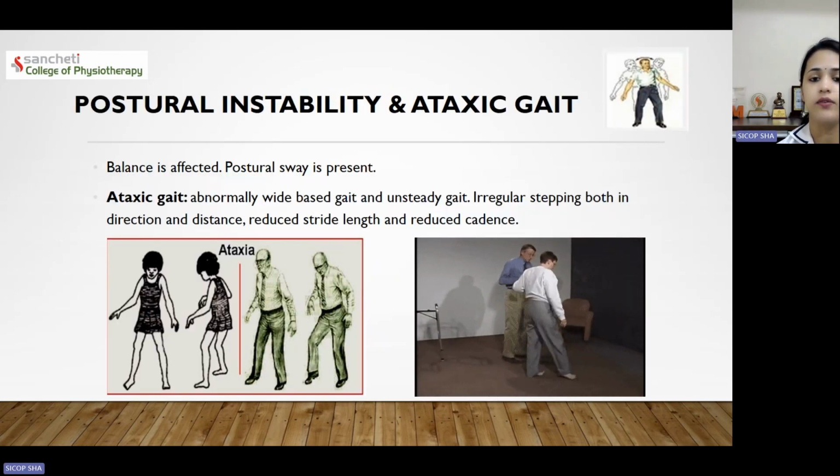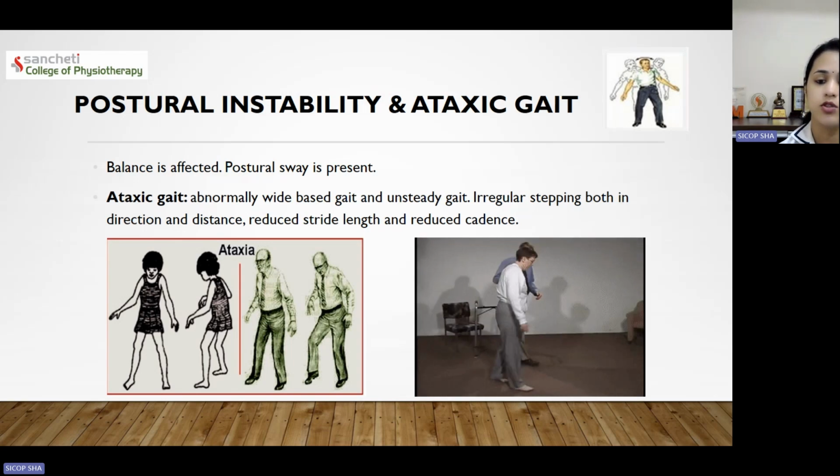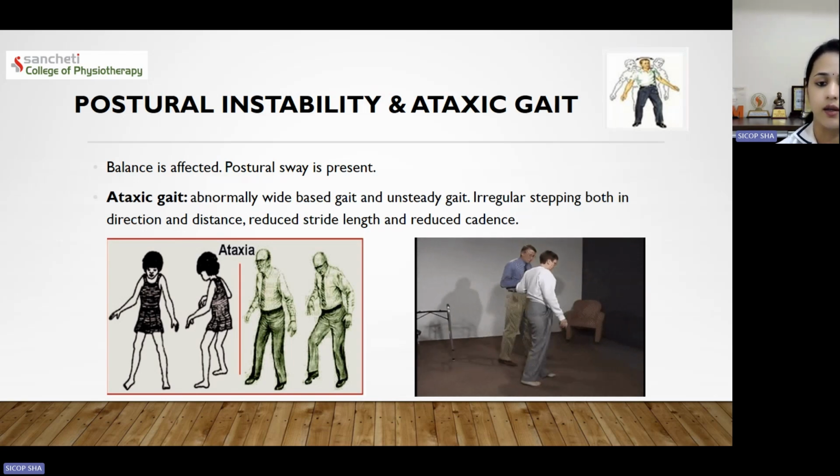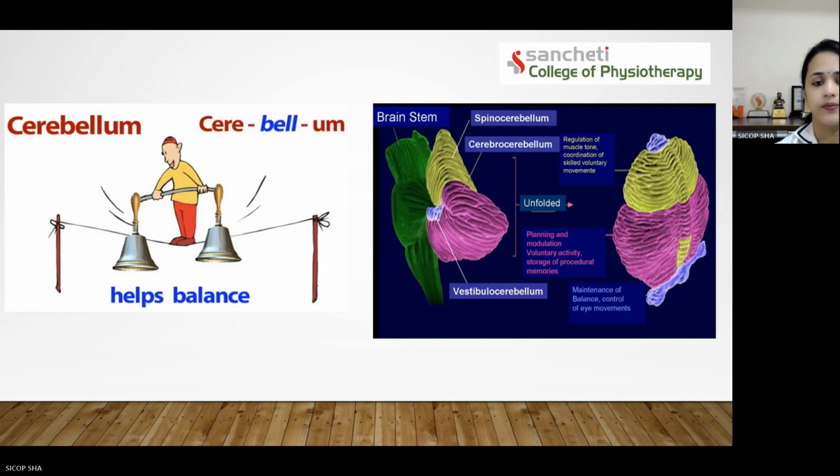And the last one that we are going to see is postural instability and ataxic gait. Okay, as we saw when we saw the first diagram, that is this. What did we see is we saw the person holding this, maintaining balance, and over here the functional classification of cerebellum. We saw the vestibulocerebellum causing maintenance of balance and posture.